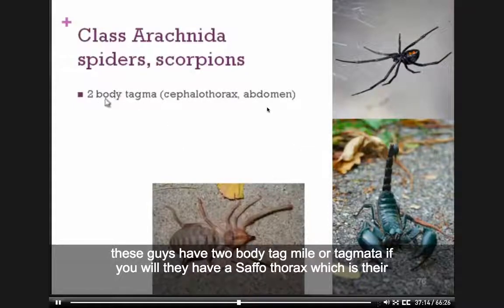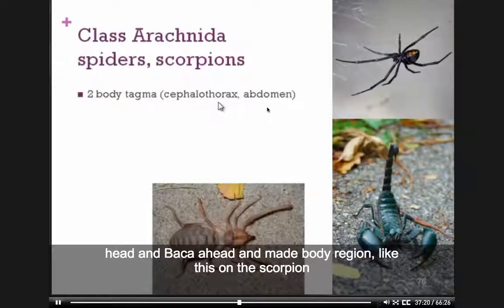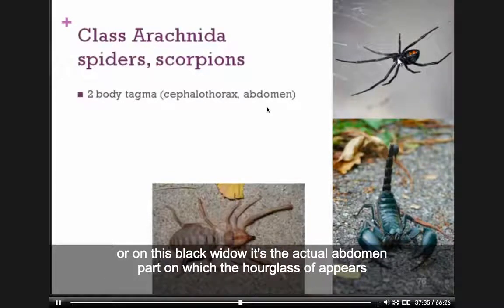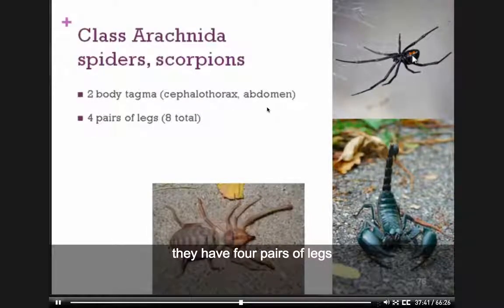These guys have two body tagma, or tagmata, if you will. They have a cephalothorax, which is their head and mid-body region, kind of like this on this scorpion. And then they have an abdomen. And the abdomen is actually what is attached to the tail here, or on this sun spider, it would be this part here. Or on this black widow, it's the actual abdomen part on which the hourglass appears. They have 4 pairs of legs, or we say 8 legs total.